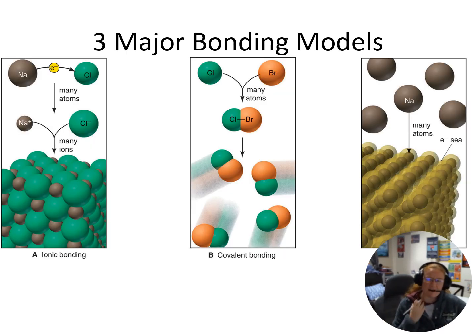Okay, we've got our 3 major bonding models. The 2 that we're going to focus most on are going to be ionic and covalent. So those are the ones you should be most familiar with. My head covers up this, but if you downloaded the slides, you'll see that this one is metallic.